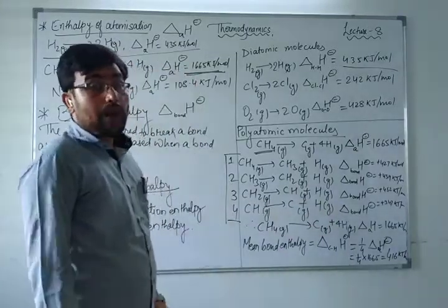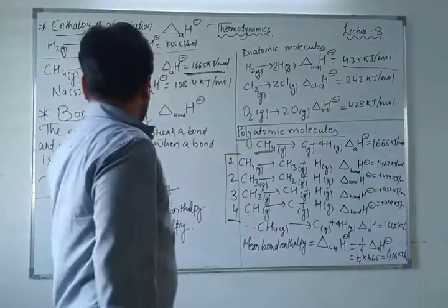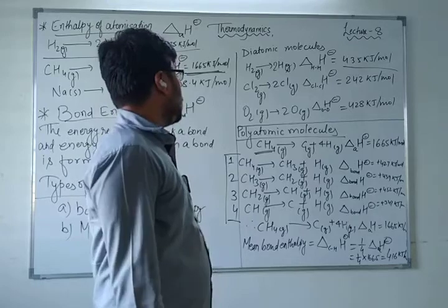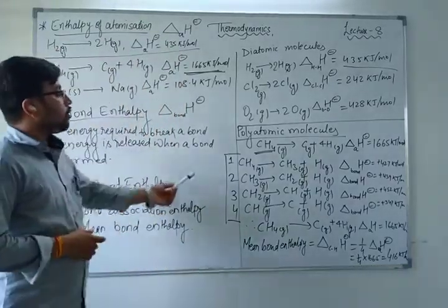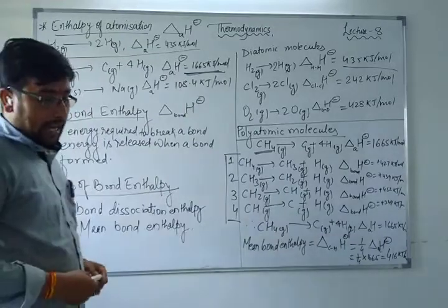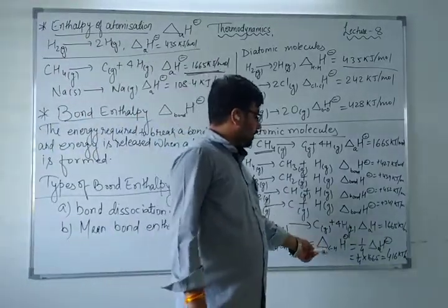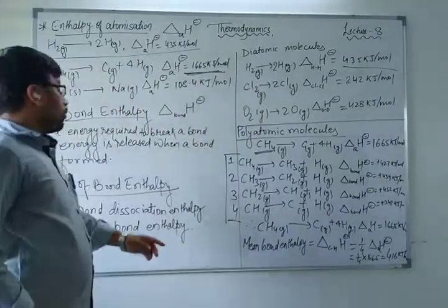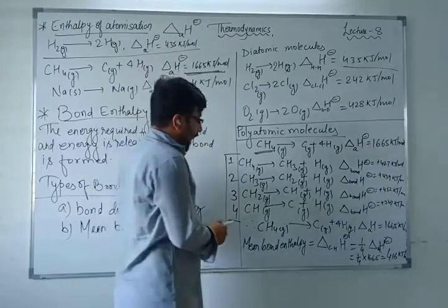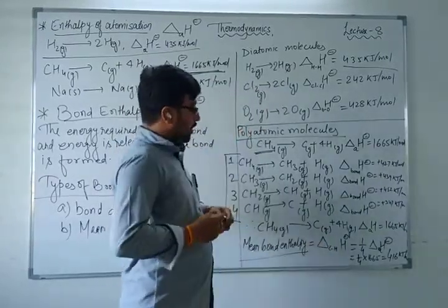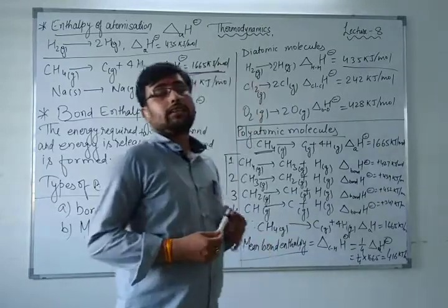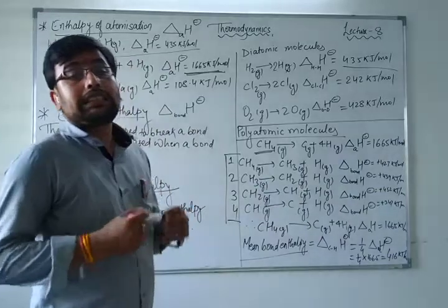1665 kilojoule per mole. But here we are talking about the mean bond enthalpy. The first one was bond dissociation enthalpy, but since it is a polyatomic molecule, we talk about the mean bond enthalpy. In the mean bond enthalpy, there are a total of four steps. Whatever the amount of energy we have got, we divide by four. So the mean bond enthalpy of the C-H bond is 1/4 of the total bond dissociation enthalpies. For the mean bond enthalpy of methane per C-H bond, it is 1/4 of the standard delta H of atomization, that is 1/4 into 1665 kilojoule per mole. The total amount is 416 kilojoule per mole.